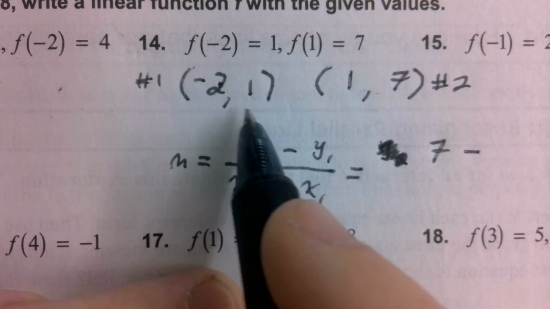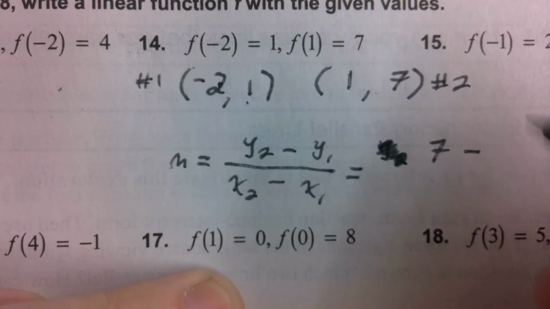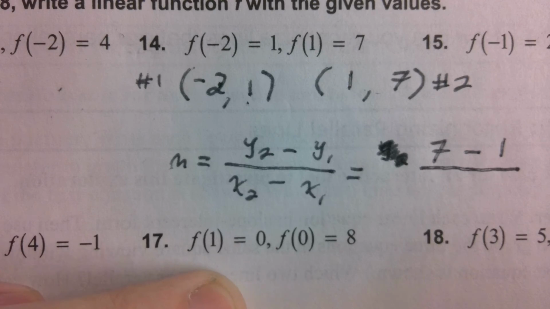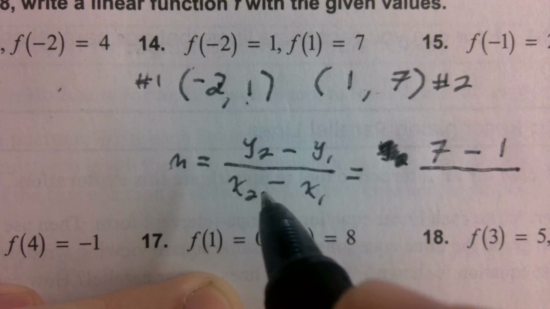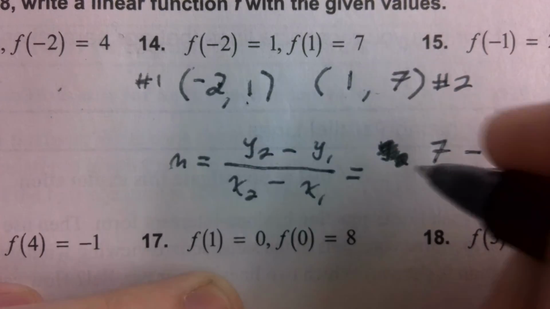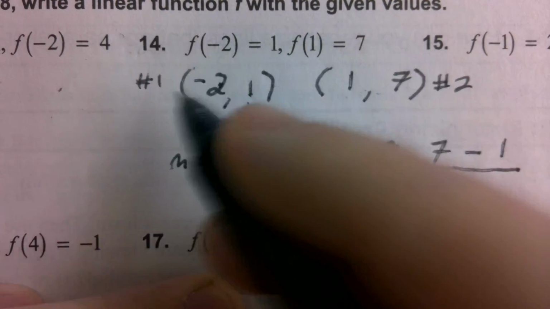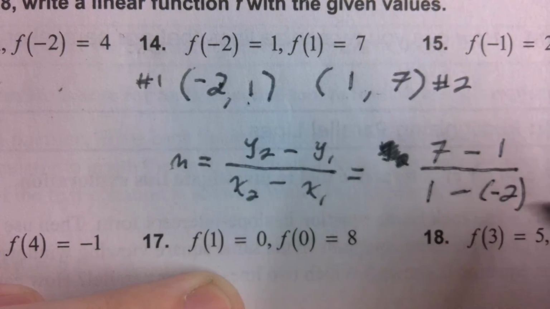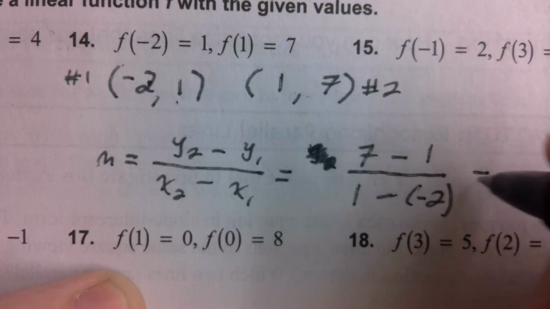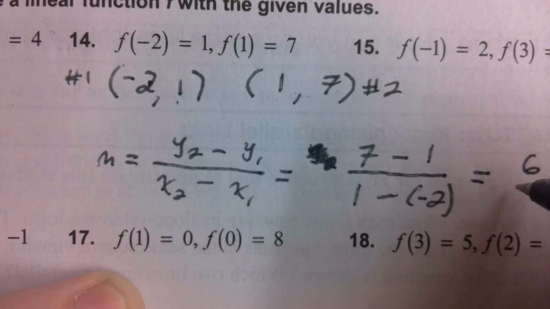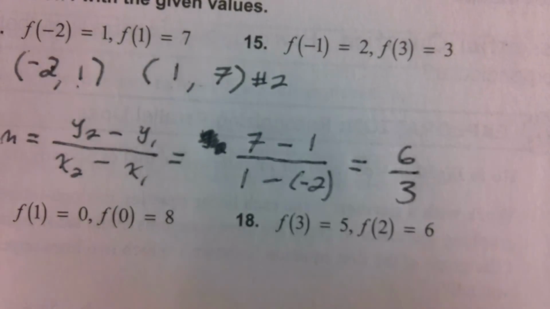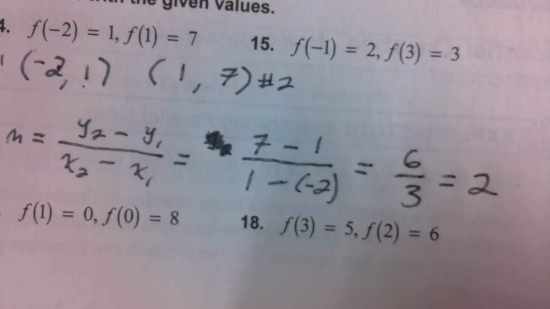y1, the y value of point number 1, is 1. It's the second number. That's what y always is, the second number. x2 is just the x value of point number 2. Here's point number 2. There's our x. It's 1. And the x value of point number 1 is negative 2. 7 minus 1 will give us 6. 1 minus negative 2 is the same as 1 plus 2, giving us 3. So our slope is 2.